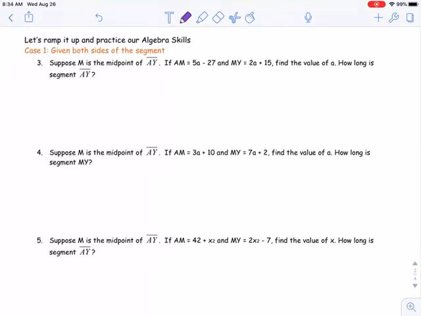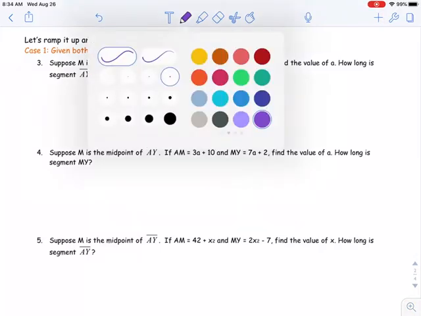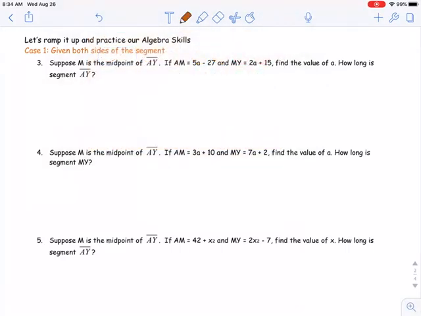All right, so we're just gonna continue the same thing, but now we're gonna ramp it up with our algebra skills. So we're gonna continue to draw pictures, label them, and then these problems aren't gonna be quite as easy. We're actually gonna have to do some algebra.